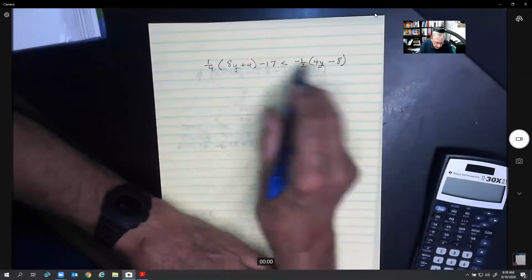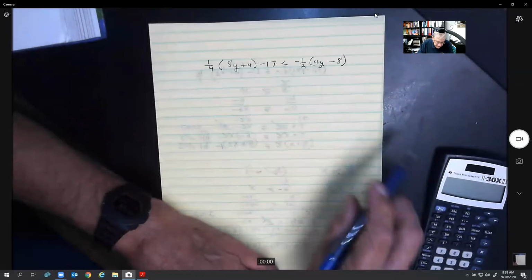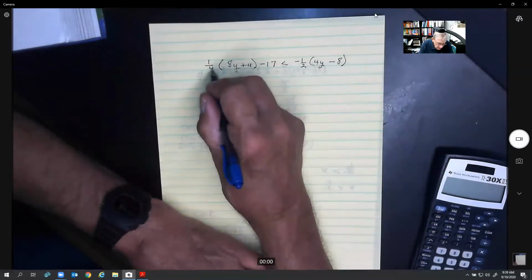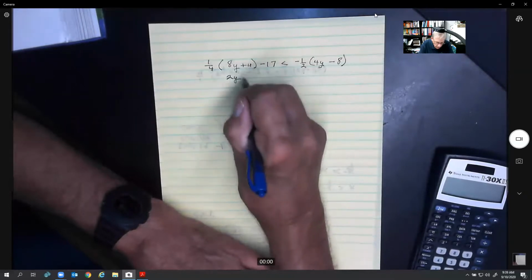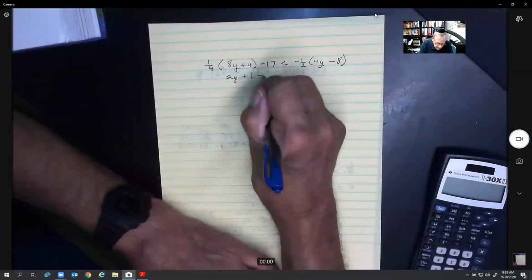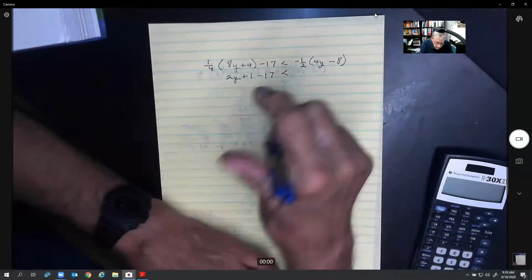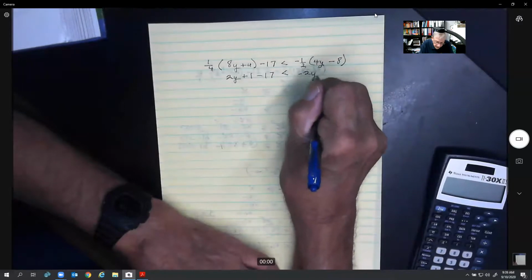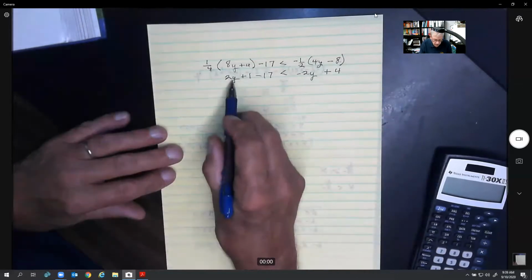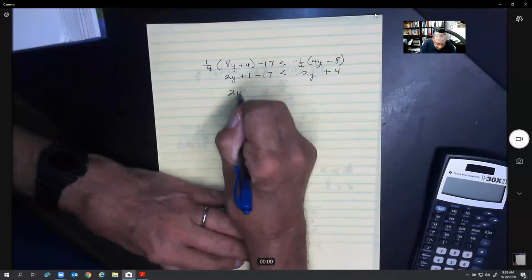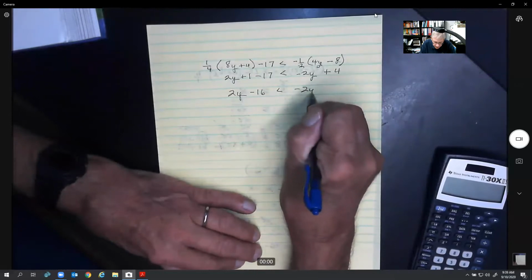Now, I could use what I call the magic number and solve it that way, but what I'm going to do instead is just go ahead and distribute 1/4 of 8. In other words, 8 divided by 4 is 2y. 1/4 of 4 is going to be 1, minus 17. So this isn't going to scare me off. Negative 1/2, half of 4 is 2, negative 2y, and positive 4. So sign change, no sign change. Combine like terms: 2y minus 16 is less than negative 2y plus 4.